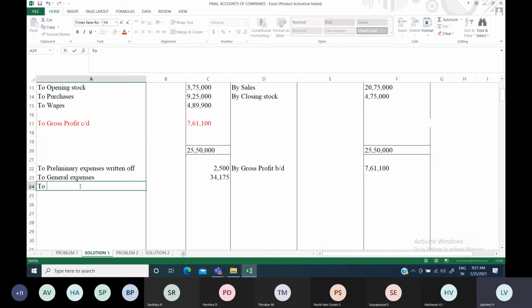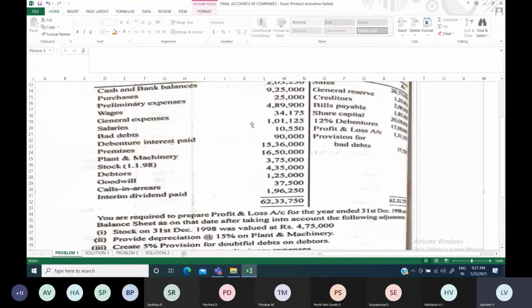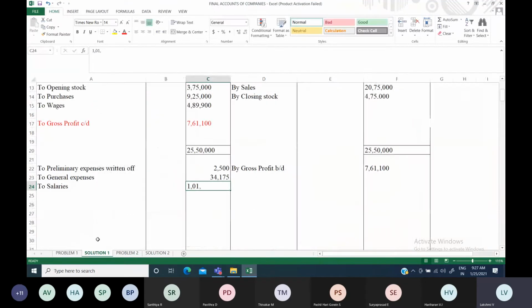Okay, to salaries. So each and every item, when you go through, you just find out whether there is any outstanding or prepaid. And for outstanding, whether we have to add or subtract, all those things you have to take care of. 1,01,125.